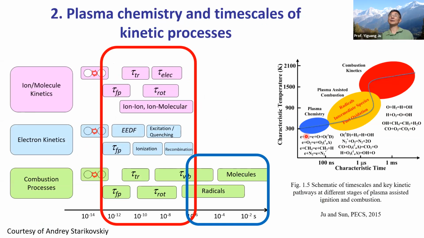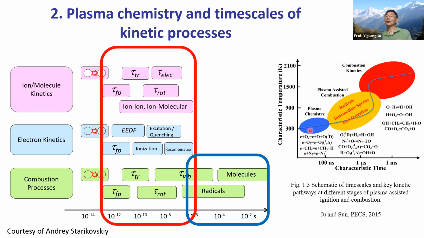And then what kind of time scales are we talking about in plasma chemistry? In plasma, we have ions and molecules, and the time scales range from a picosecond to a millisecond. Combustion is somewhere here, about a microsecond to about a millisecond. And for plasma, we are talking about picosecond to microsecond. They involve ions and molecules, electrons, distribution functions of electrons, and interaction between plasma generated species and combustion species. So this is very complicated.